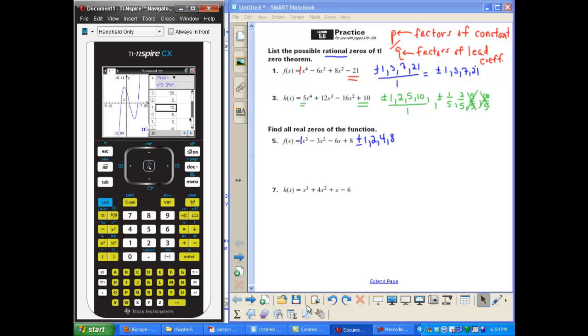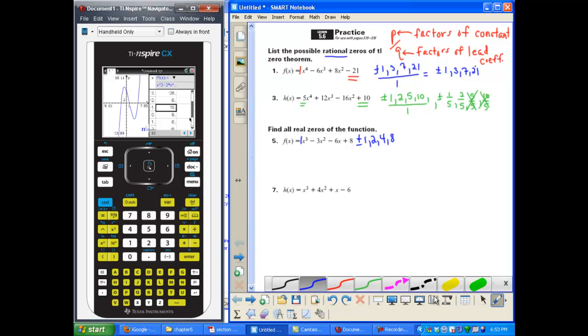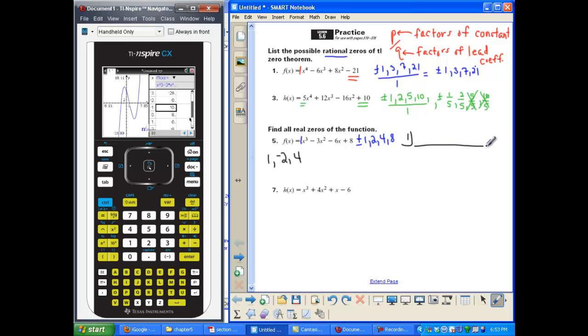So what I will ask you to do, which may not be the point of this problem, you would list 1, -2, and 4. Those would be the zeros. But I'd like you to do a little bit more. Let's do the synthetic division and prove that these are zeros.